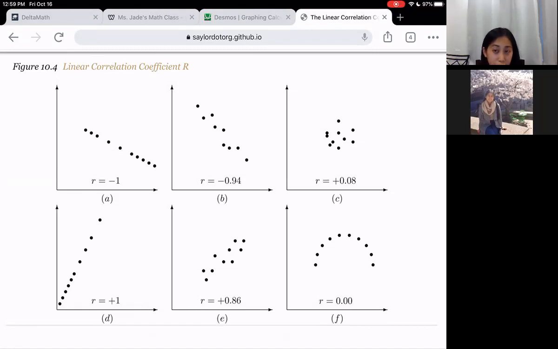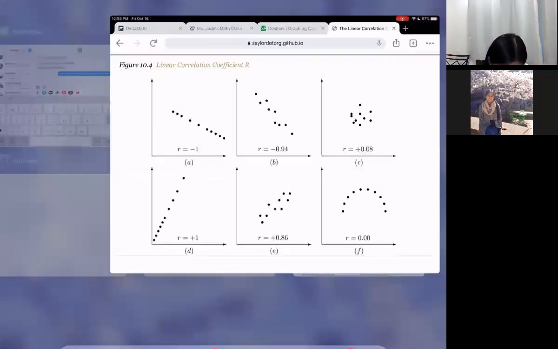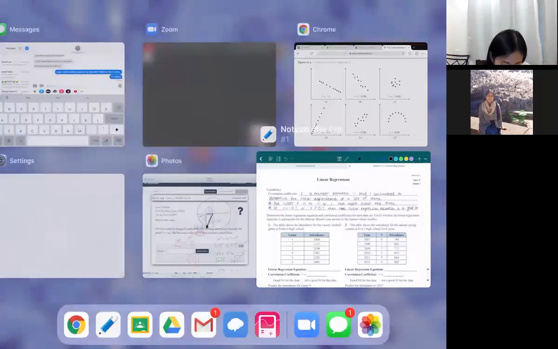r value of 0. Okay, so the r is the correlation coefficient, and this correlation coefficient tells you how well your data fits into a straight line. Okay, so that's what the correlation coefficient tells you, and this is represented by the letter r.